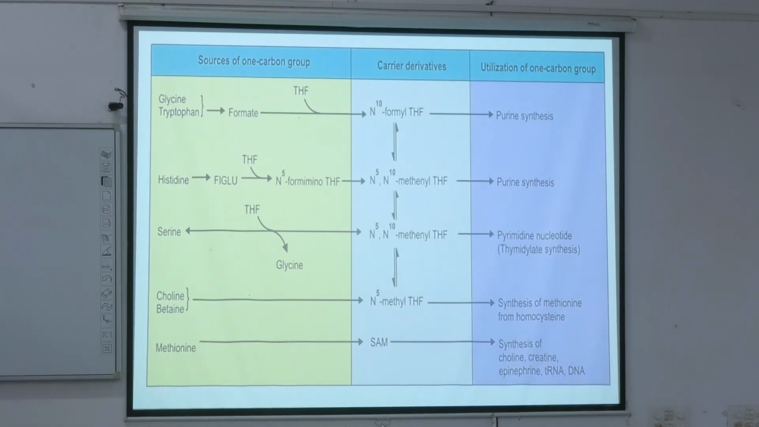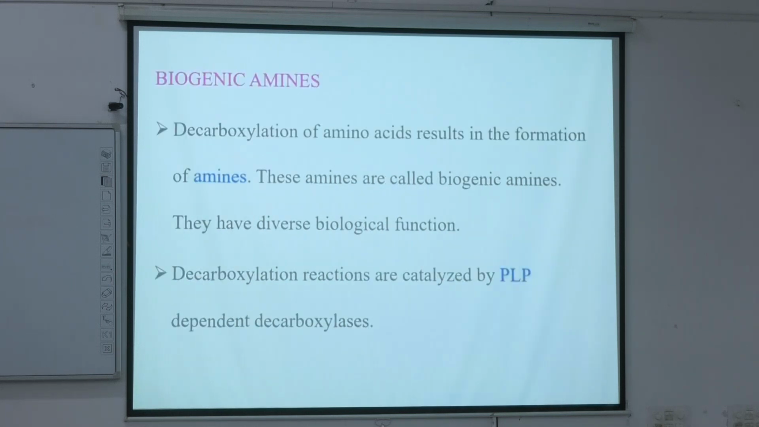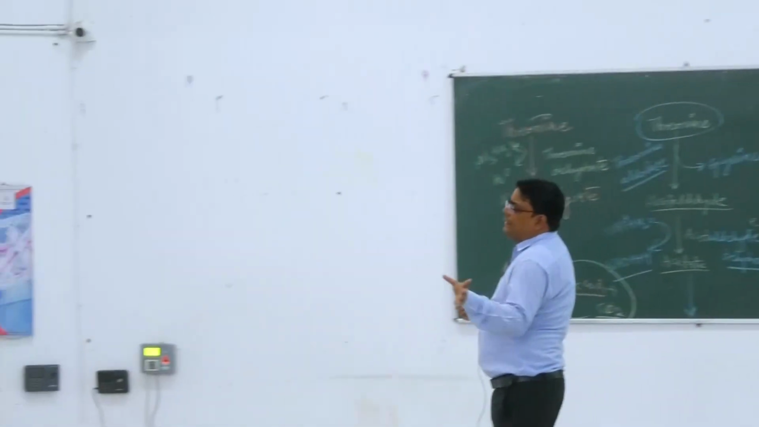One carbon metabolism. What is the importance of this? One carbon groups at different levels of oxidation are transferred and made available by way of tetrahydrofolate and vitamin B12 coenzyme for use in a wide variety of vital anabolic processes. It is majorly for the synthesis of other products. So one carbon metabolism is a very short topic. You cover this, you read this.